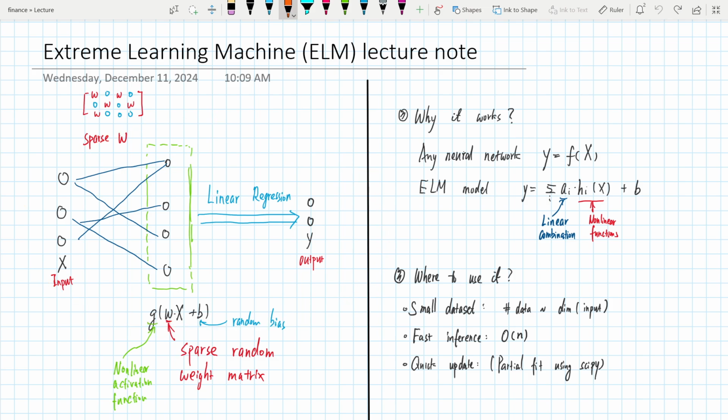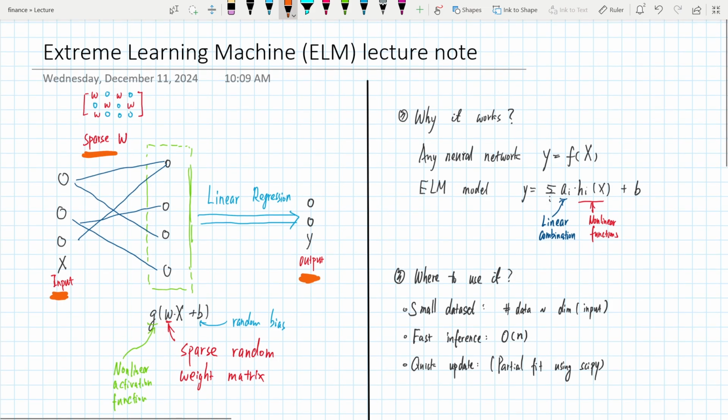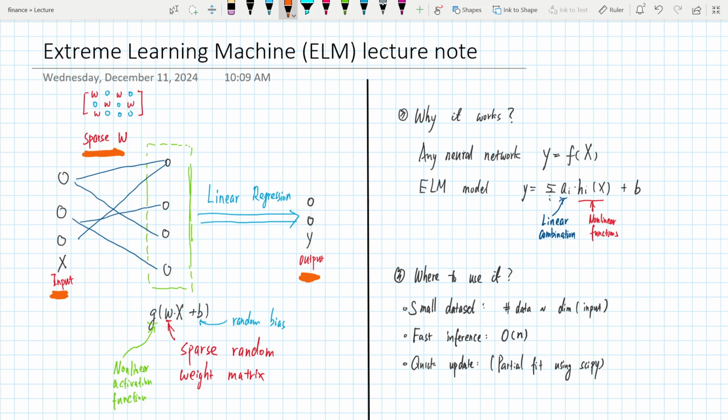So the x here is the input and here's the output y. It goes through a sparsely weighted weight matrix, which is randomly weighted, so it is a randomly sparse matrix, usually at 10% or so. It passes through that, so it basically doesn't require any trainable parameter, and then you get a nonlinear activation function, and of course you have a random bias.